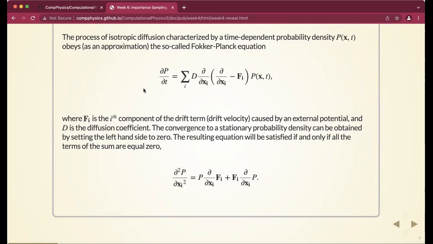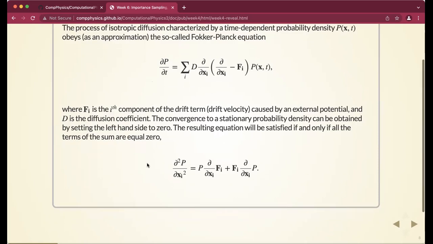Now, if we spell out the equation, that means that 0 on the left-hand side can only be satisfied if all the terms of the sum are equal to 0. So when you take the second derivative of this quantity, what you end up with is actually this quantity here. You simply take the derivatives, so you have the derivative of f and the derivative of p, and these are the equations which have to be fulfilled.